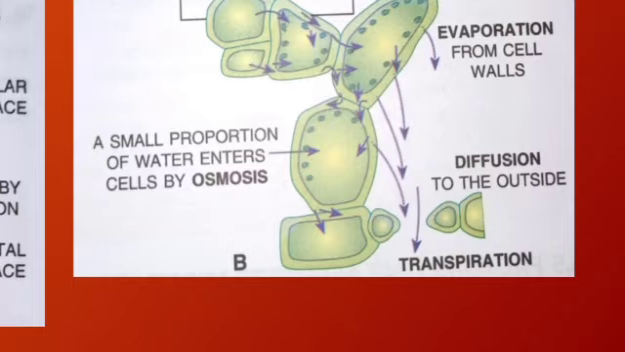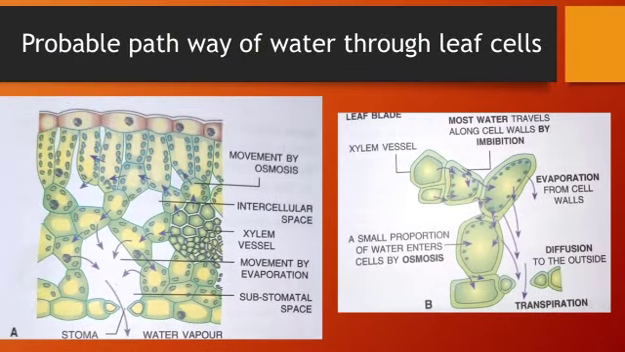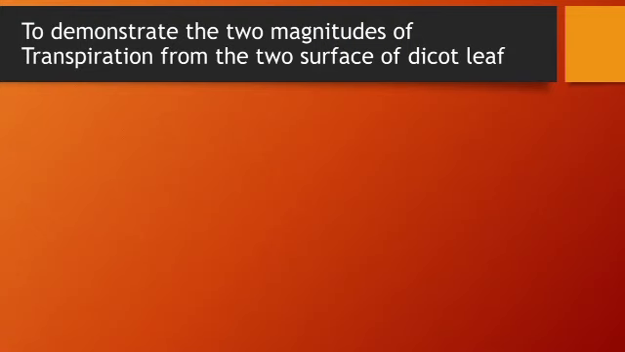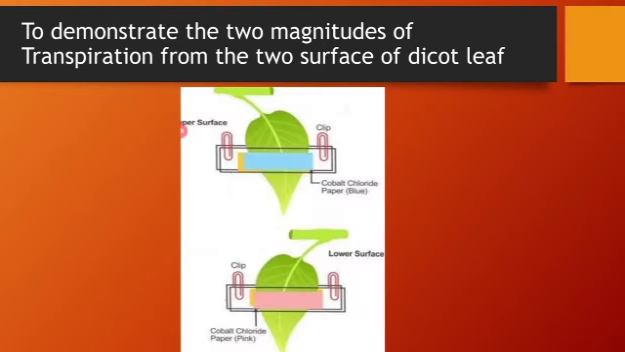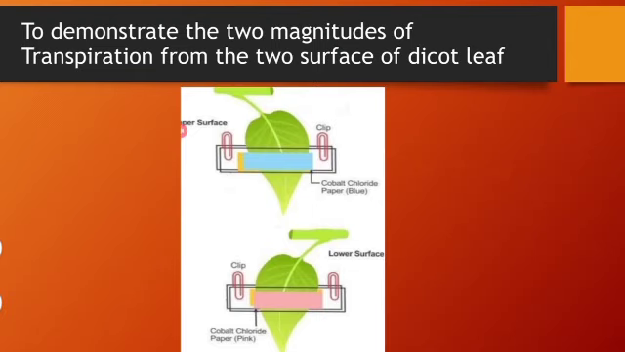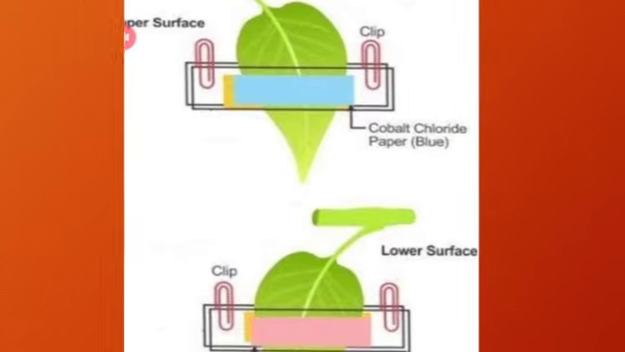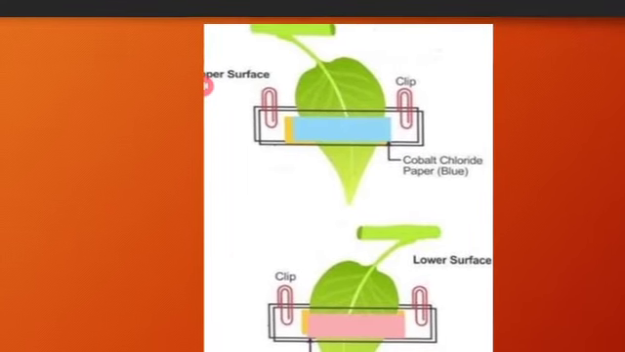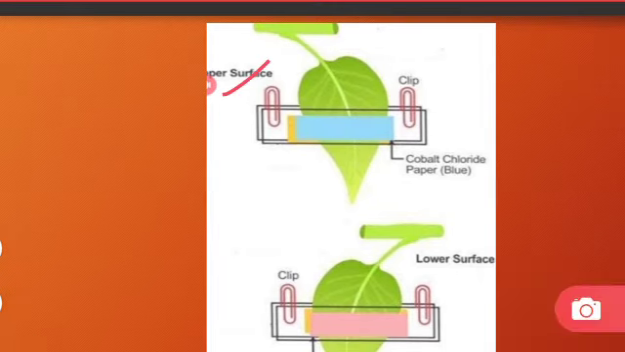Okay, now next comes the demonstration of the two magnitudes of transpiration from the surface of a dicot leaf. And here comes the term dorsiventral leaf, where the two sides of the leaf are different from each other. Now let us see what this demonstration says. First, you can see that there is a leaf. This is the upper surface of the leaf, and this is the lower surface of the leaf.